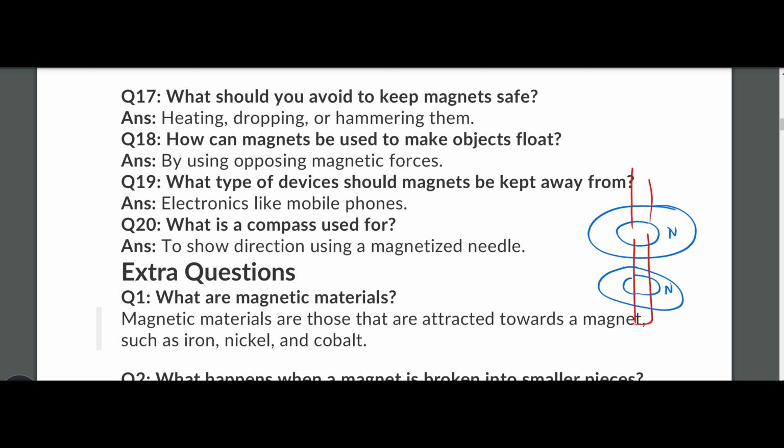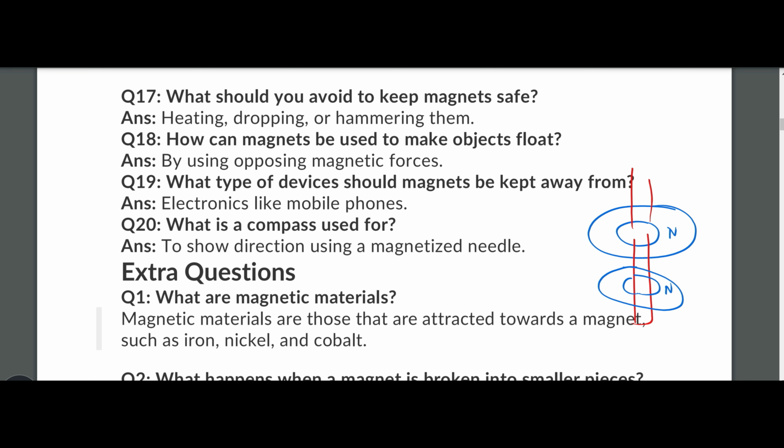So in this way, how can magnets be used to make objects float? By using opposing magnetic force. And this north pole is opposing like poles, and because of this, repulsive force arises, and this magnetic material is repulsed by another magnetic material, and it will come in the upward direction. So it looks like this object is floating on another magnet.